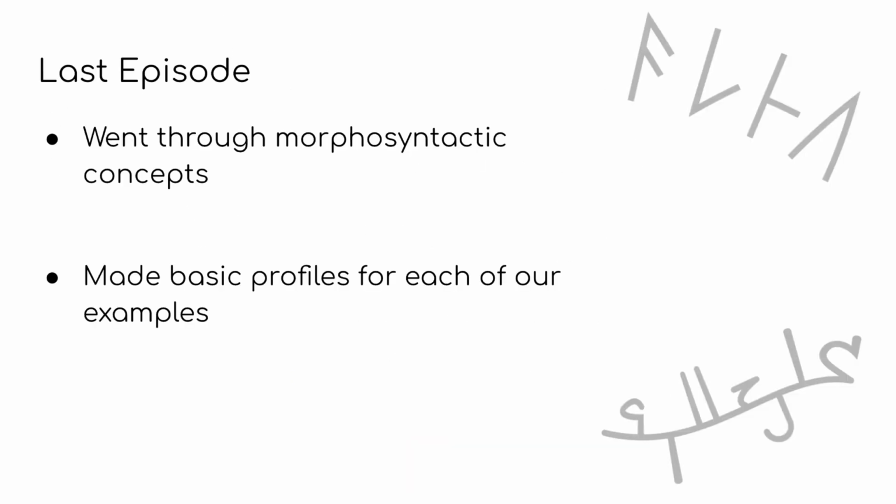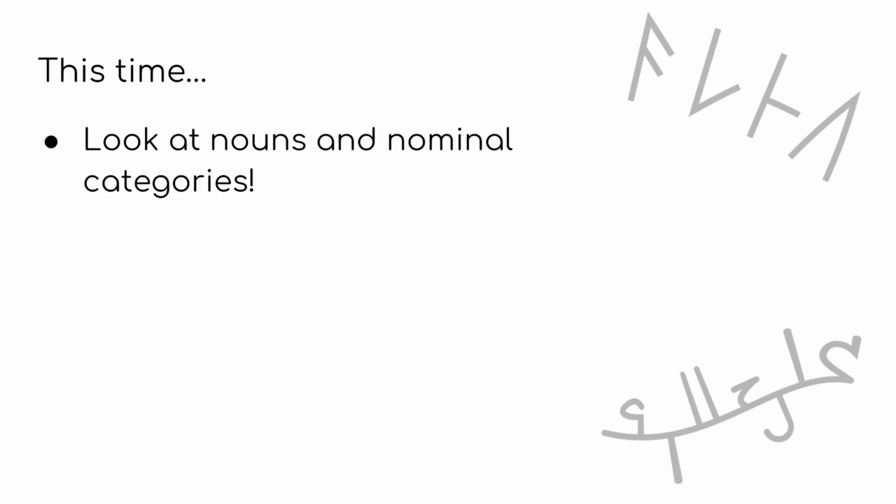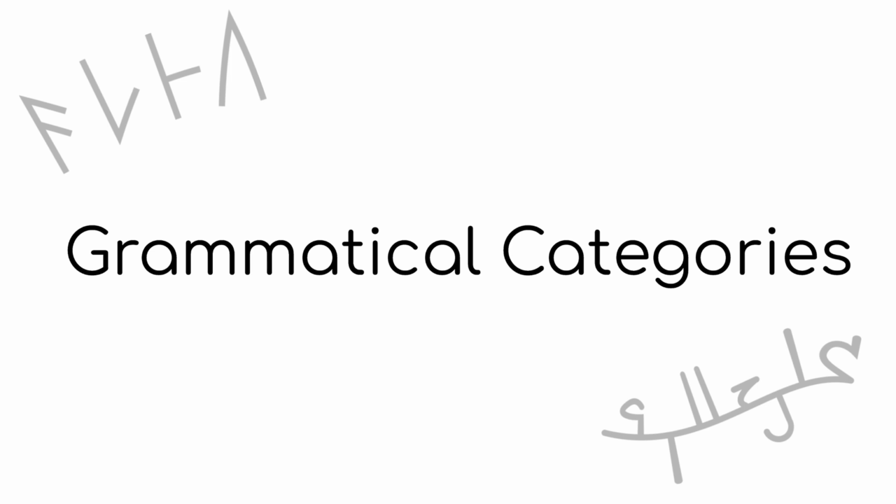Last time, we started on grammar by going through some morphosyntactic concepts, and then made some morphosyntactic profiles for each of our languages. This time, we're going to narrow the scope a little bit and talk about nouns and what they can express. But before we do, it's important to understand the concept of grammatical categories. I used this term a bit in the last episode, but we never explicitly went over what grammatical categories are.